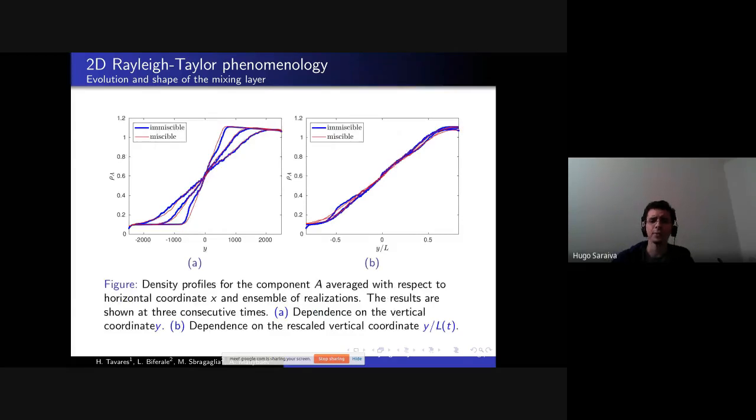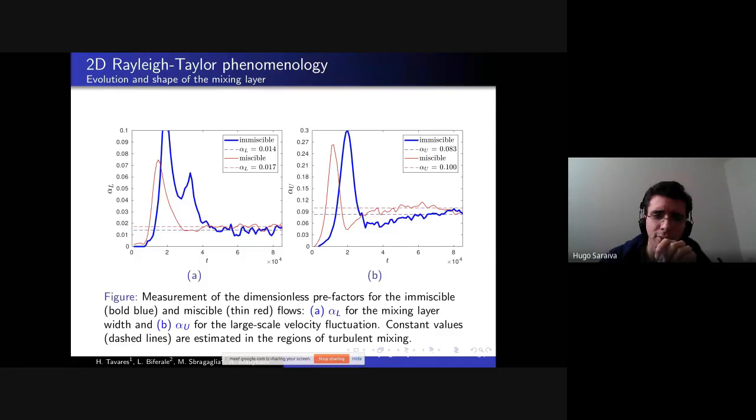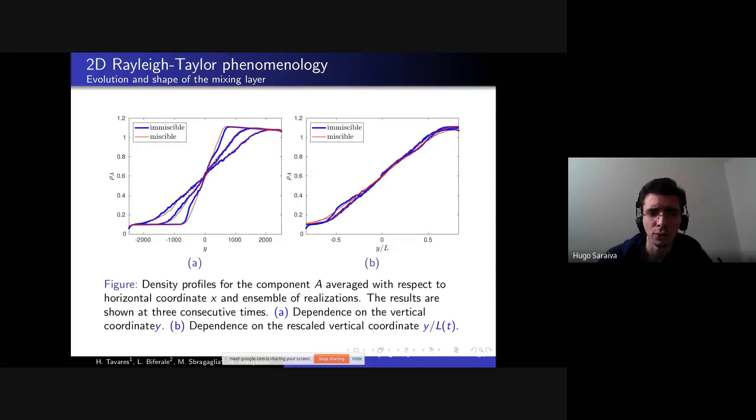Another important measurement to check the phenomenology is the horizontally averaged density profile. So you take the horizontal average of the density profile, and you find a function of the vertical coordinate. We take this function for 3 consecutive times, in the times corresponding to this flat region observed in the graph of the mixing layer. We argue that this flat region corresponds to the fully developed Rayleigh-Taylor turbulence. So we see that the density profile shows a linear shape, which indicates statistical homogeneity inside the mixing layer. And also it has an inclination decreasing like t to the minus 2, as predicted. So we have a good agreement with the phenomenology. And also, we don't see a significant difference between miscible and immiscible.